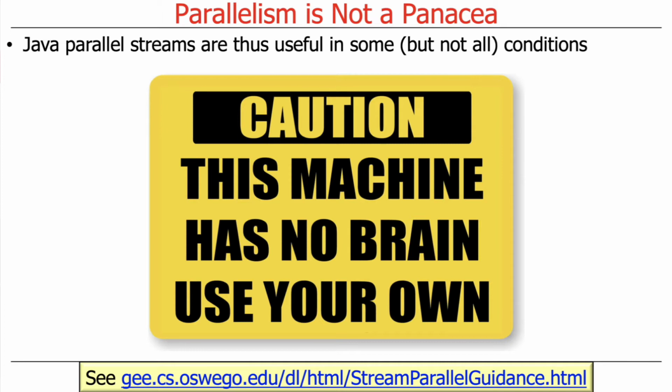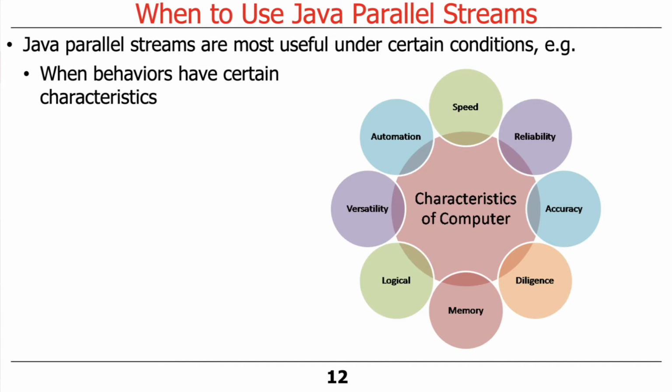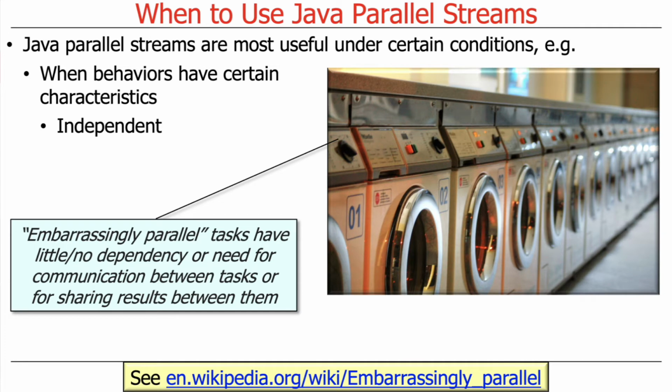And there's a nice article here by my friend and colleague Doug Lea, based on some work with the parallel streams working group in the Java process, and it talks about some guidance for when to use parallel streams. I'm going to summarize some of the stuff that's in that article. So Java parallel streams are most useful under certain conditions, in particular, when behaviors that you pass in have certain characteristics. One characteristic is they are independent. So if you recall our discussion before about so-called embarrassingly parallel programs, where we have little or no dependencies between the tasks, things work great then.